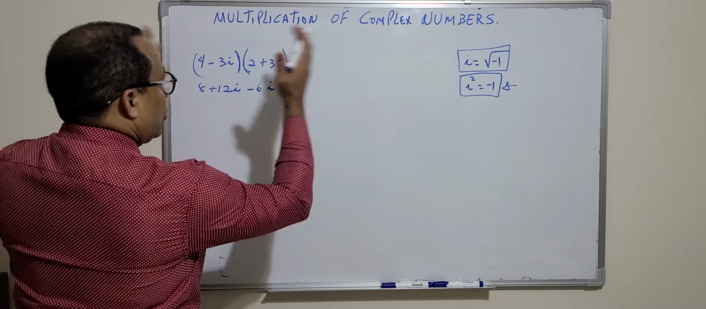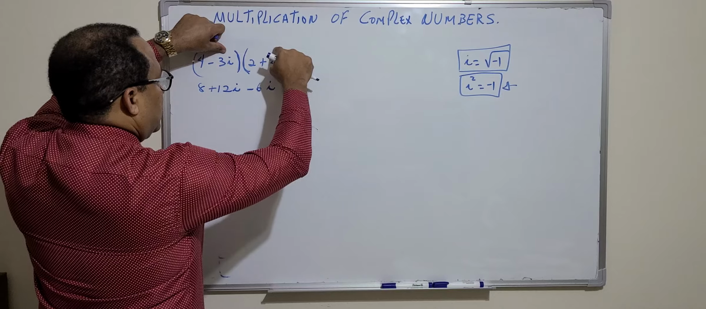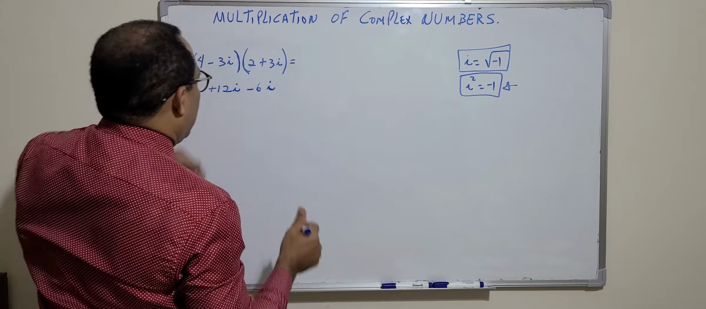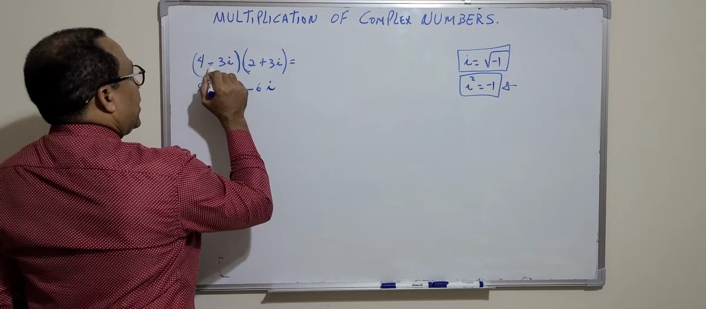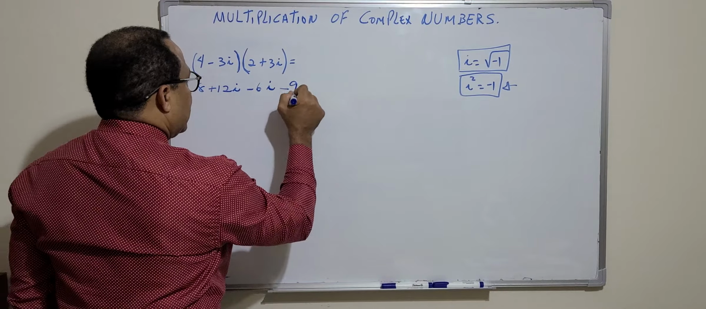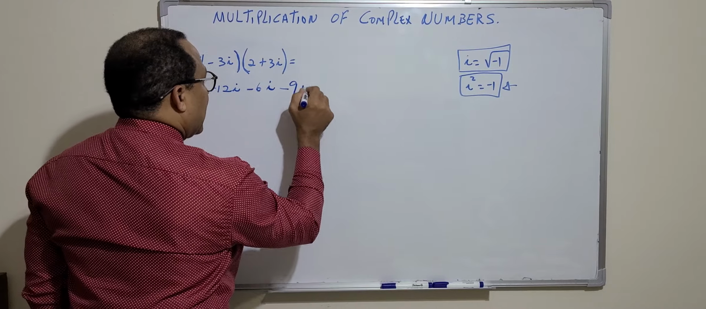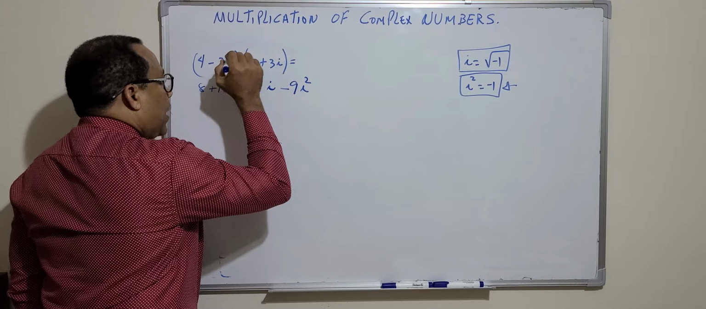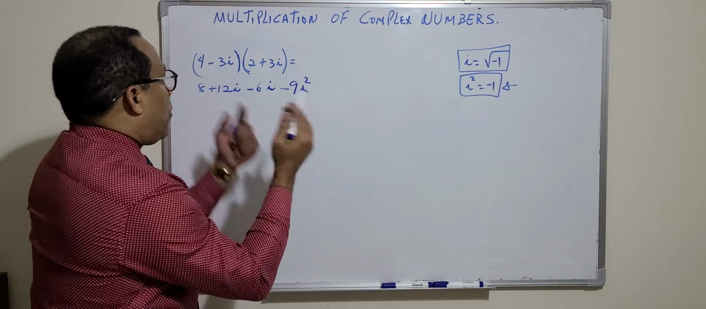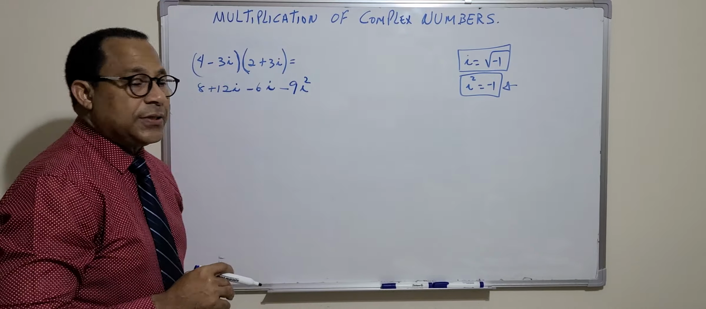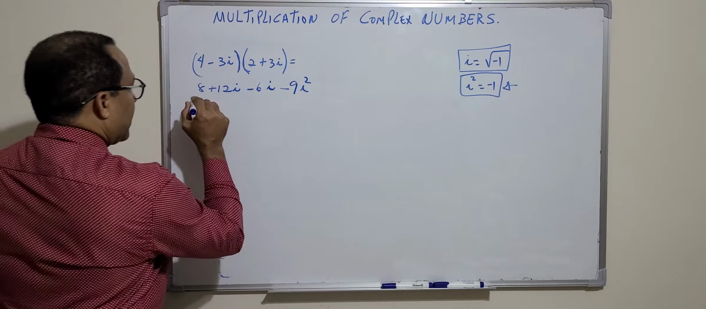And the last terms, these two: we are multiplying negative 3i times positive 3i. We're multiplying the signs. Negative times positive is negative, and 3 times 3 is 9, and i times i is i squared, because 1 plus 1 is 2. When multiplying equal variables, you add the exponents.